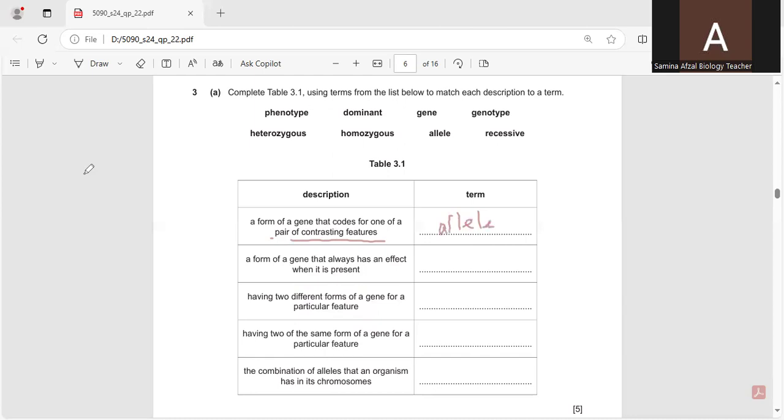As you know, the genes are available in different forms. So a form of a gene that always has an effect when it is present. So if the type of gene will show its dominance, we will say that dominant gene. Having two different forms of a gene for a particular feature, so the forms are different, they are called heterozygous. Having two of the same form of gene for a particular feature, so they are the same, they are homozygous.